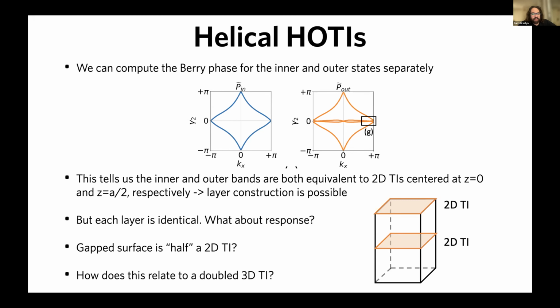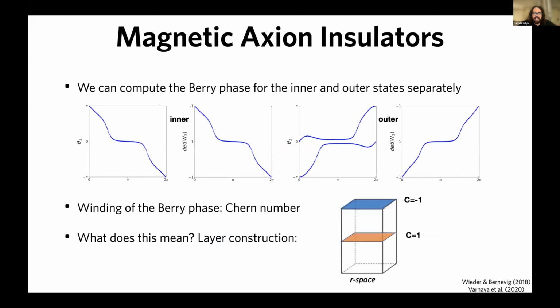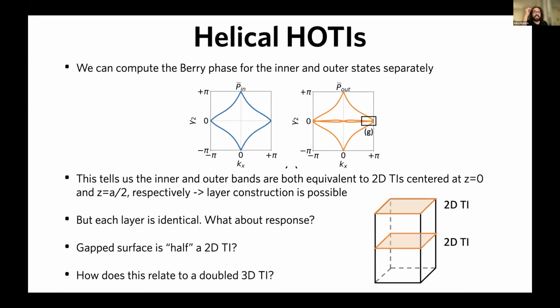But now we have a bit of a problem. In the magnetic axion insulator case, I had a Chern insulator with c equals 1, and a Chern insulator with c equals -1 at each unit cell. And these things are obviously different. Chern number 1 is different from Chern number -1. But 2D TIs are only described by a Z2 invariant. Each of these 2D TIs has the same Z2 invariant, one at z equals 0, one in the z equals a/2 plane. So each layer is identical.